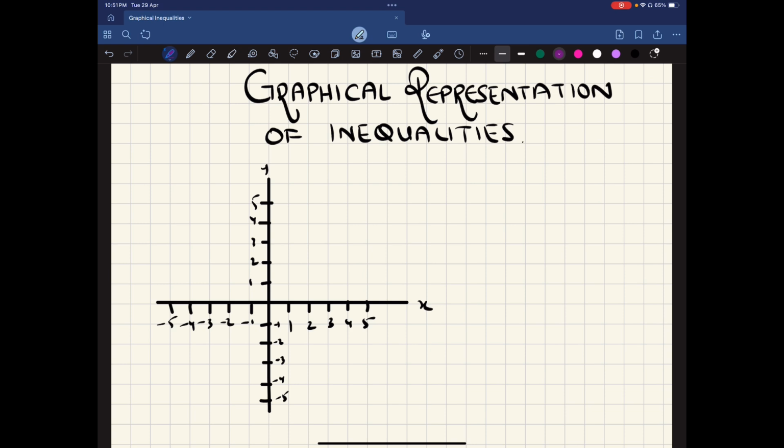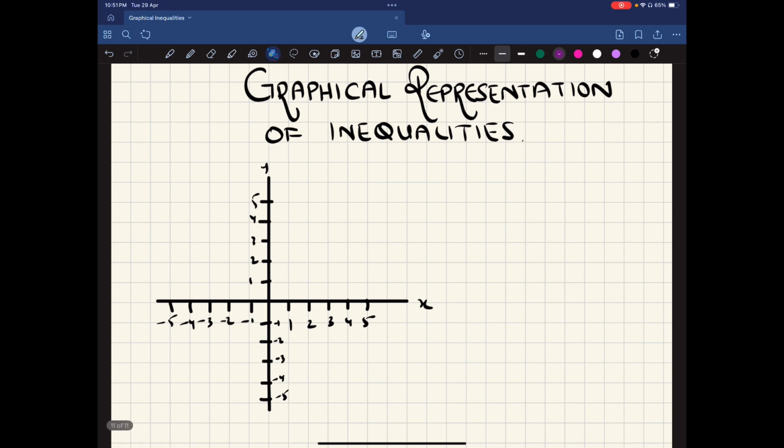Okay, so for example, we have a straight line at this point. Okay, so assuming that your coordinate geometry is strong and you can identify the equation of this line. So the equation of a vertical line is always in the form x is equal to a constant. In this case, that constant is x is equal to 4. Okay.